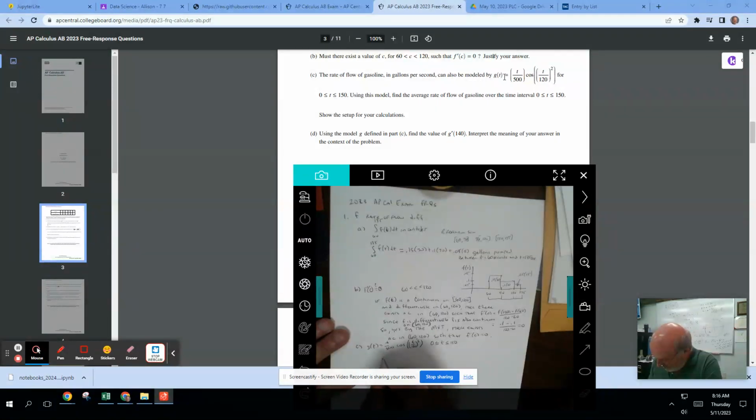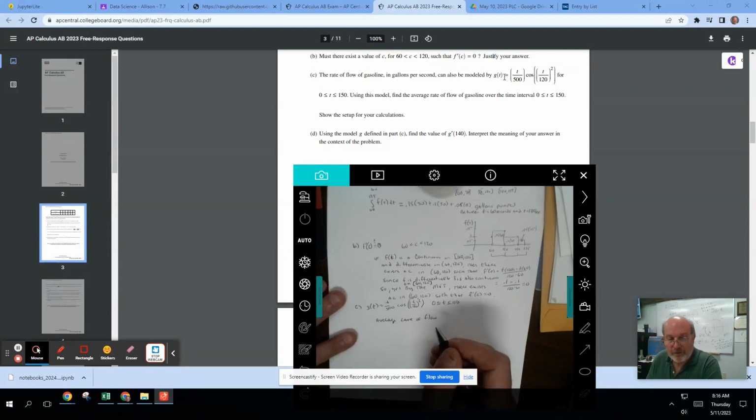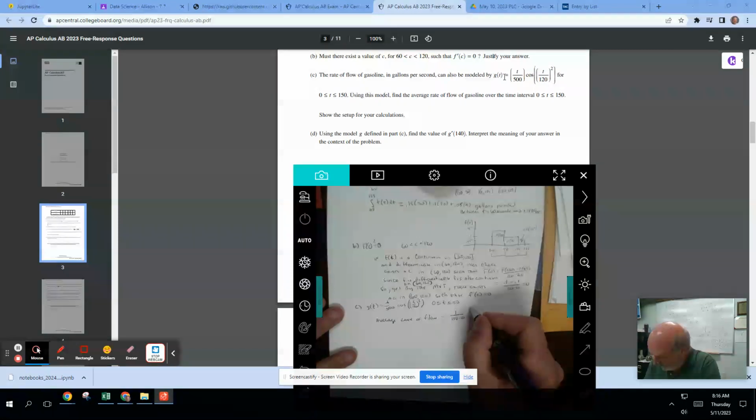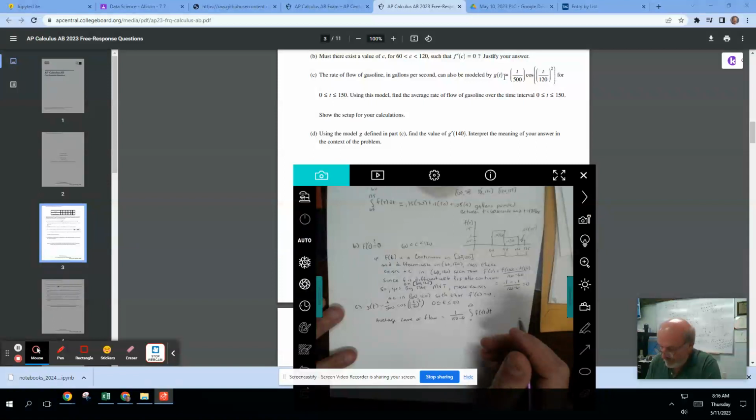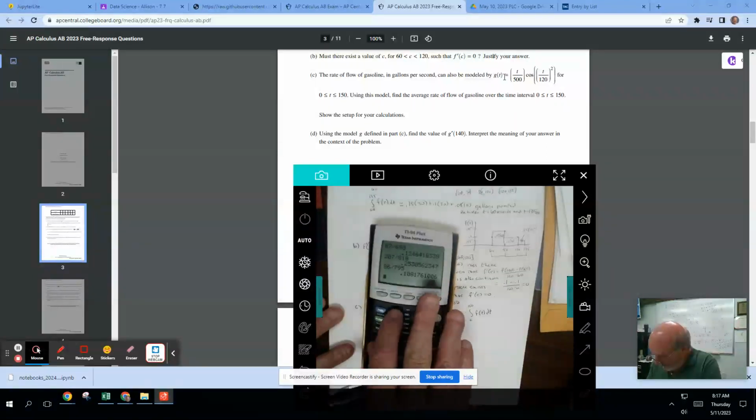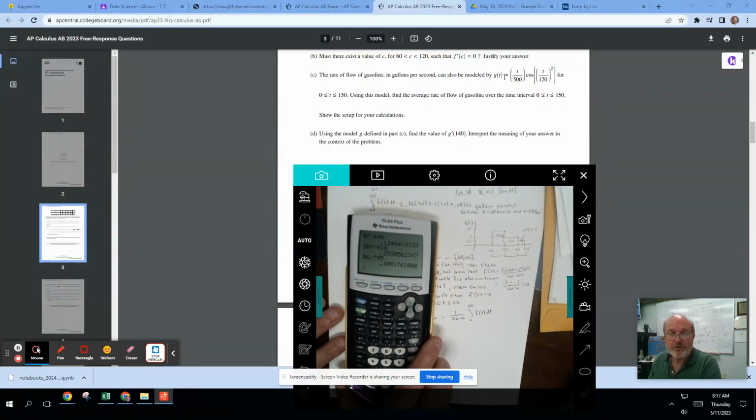So that's going to be the average rate of flow, which equals 1 over 150 minus 0 times the integral from 0 to 150 of the function dt. I'm going to enter that function in the calculator. Make sure my calculator is set on radian mode. It is.